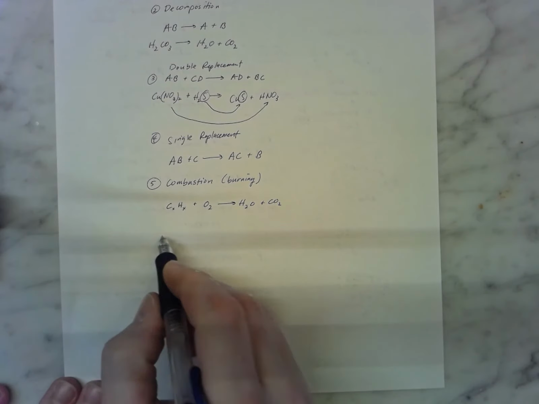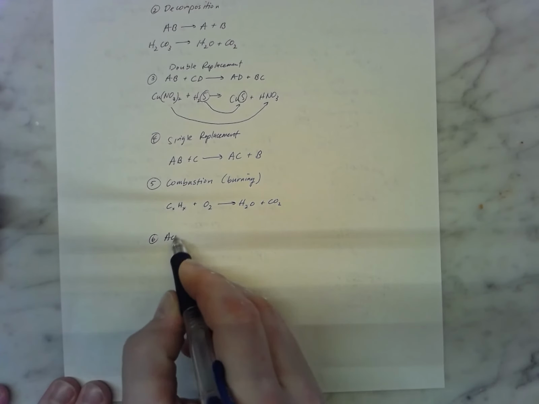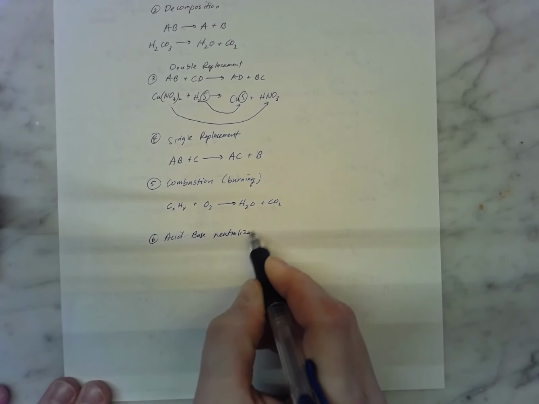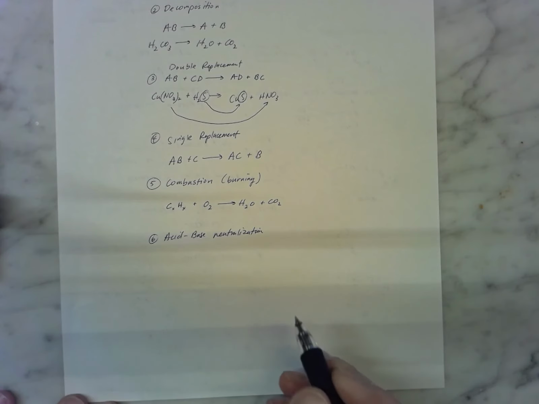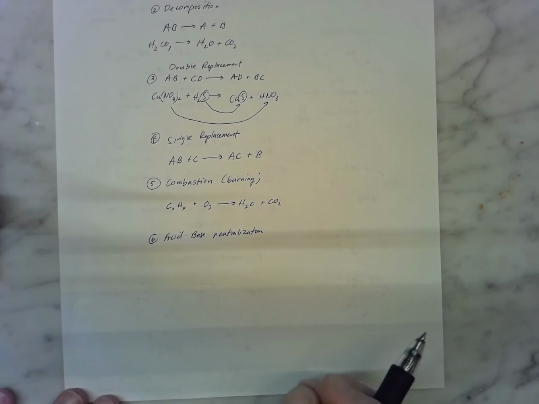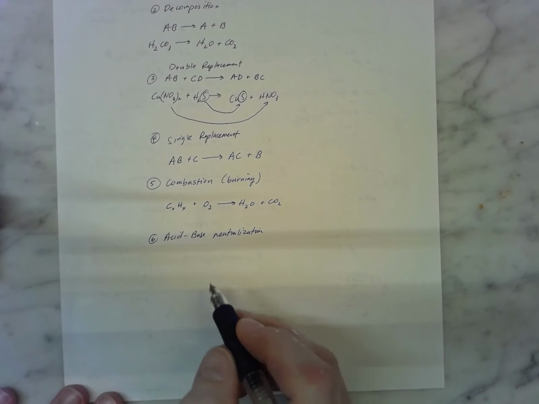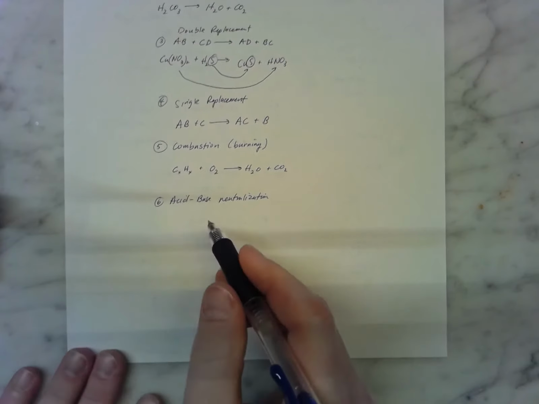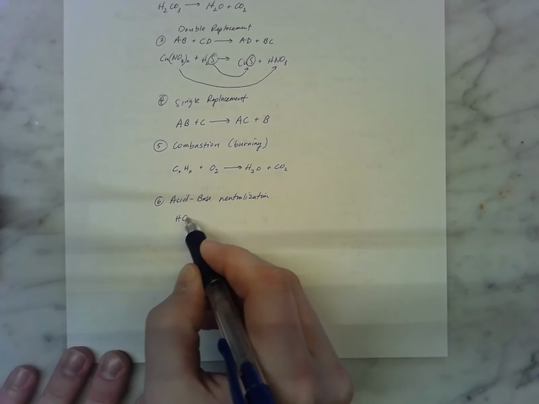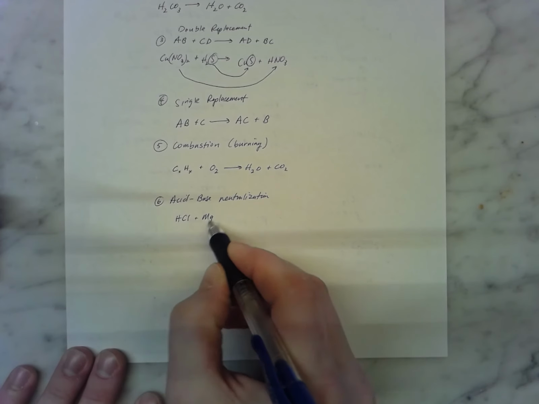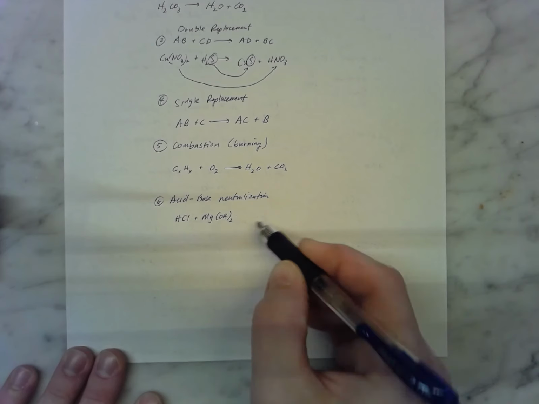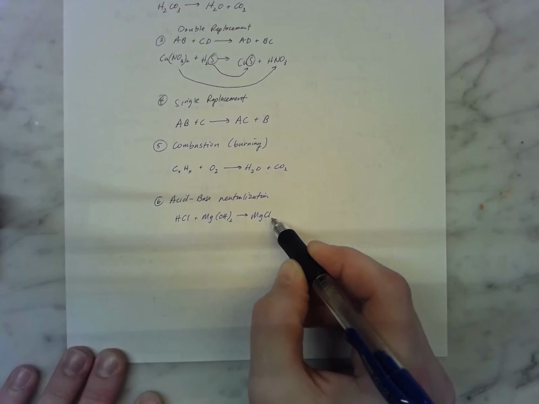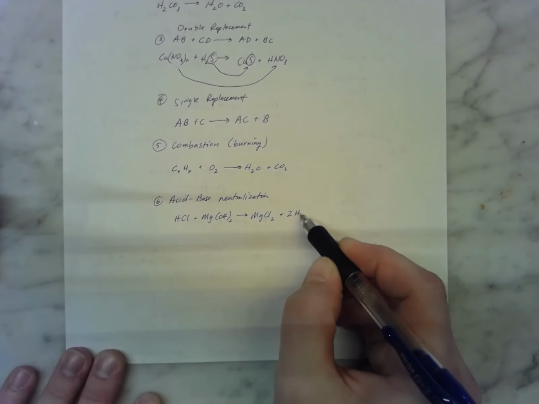All right, then we have acid base neutralization. Okay, and it's just easiest to probably look at explaining this. So we've got HCl, Mg(OH)2, MgCl2 plus 2H2O.